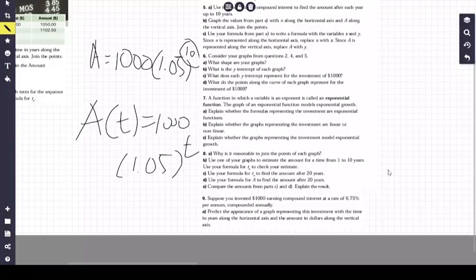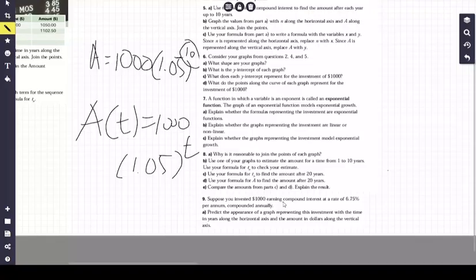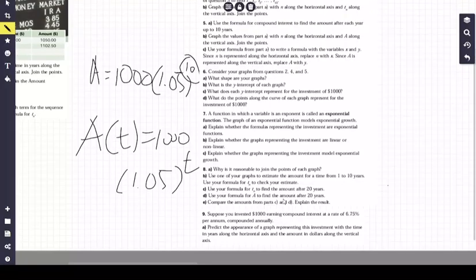Suppose I have invested 1,000 earning compound interest at a rate of 6.0. Predict the appearance of the graph. So the appearance of the graph is going to be generally similar. However, it's going to be even steeper because I'm compounding for a bigger amount.